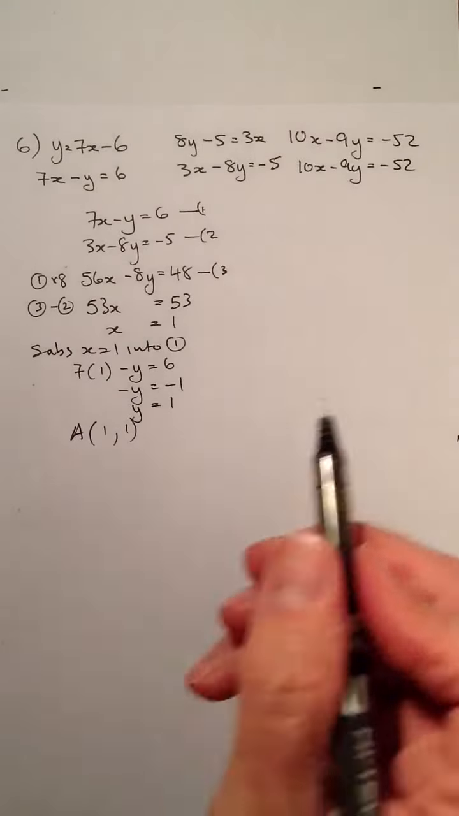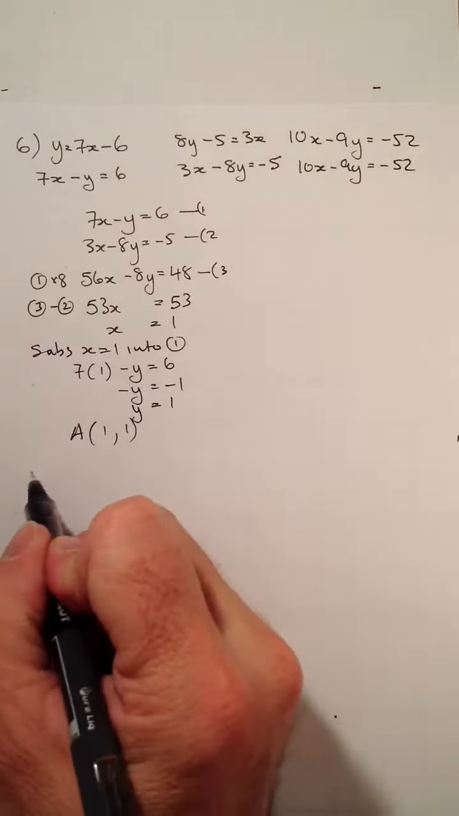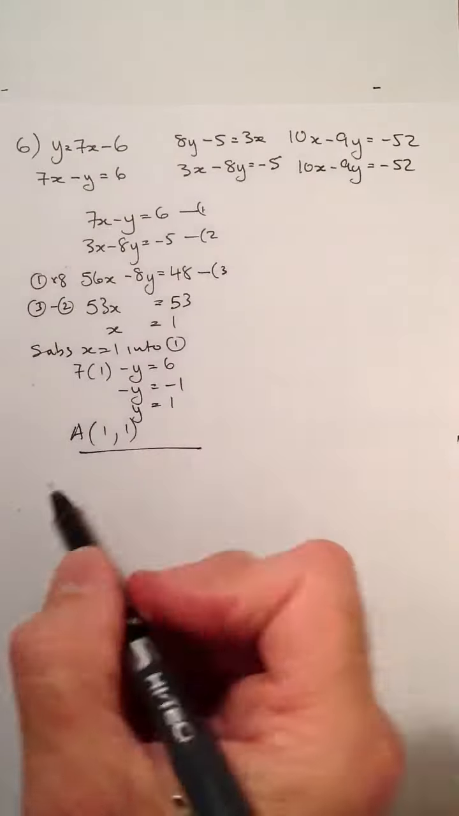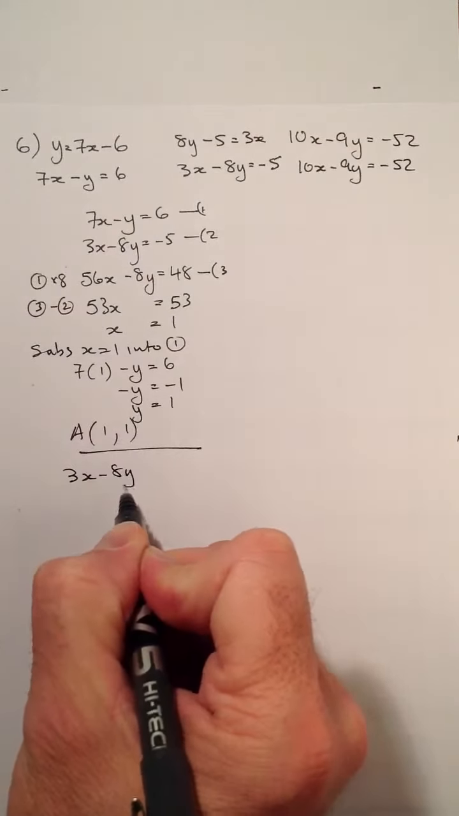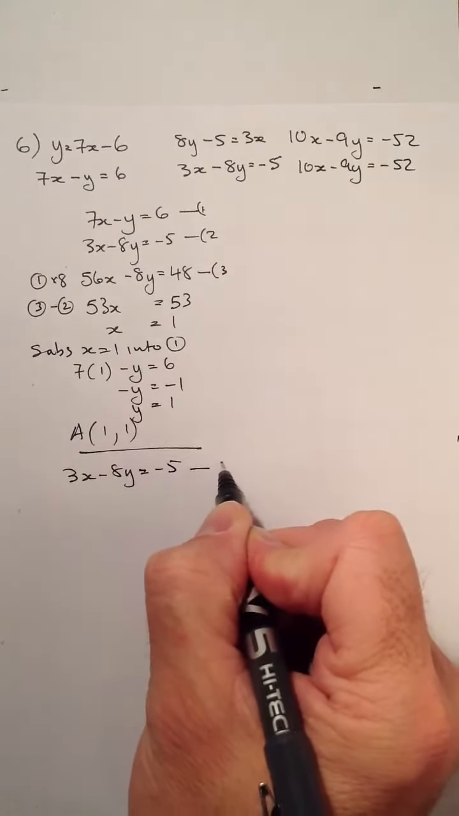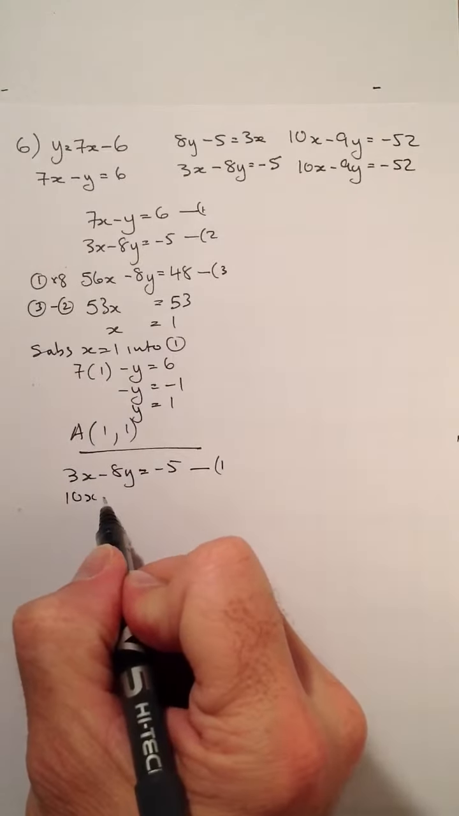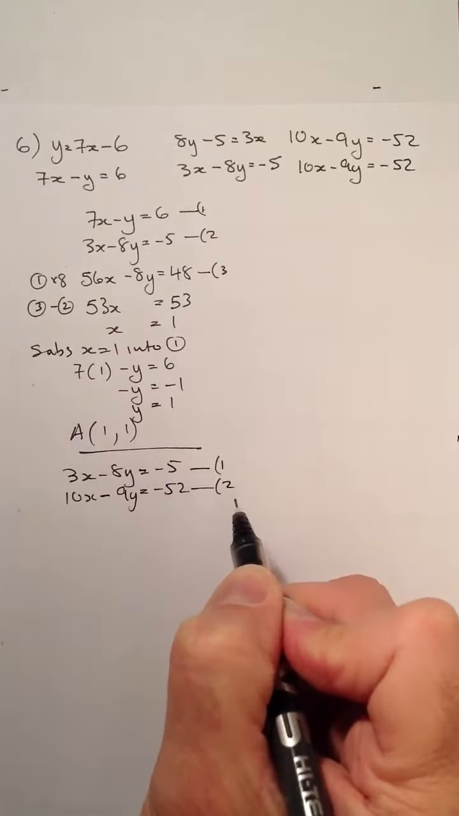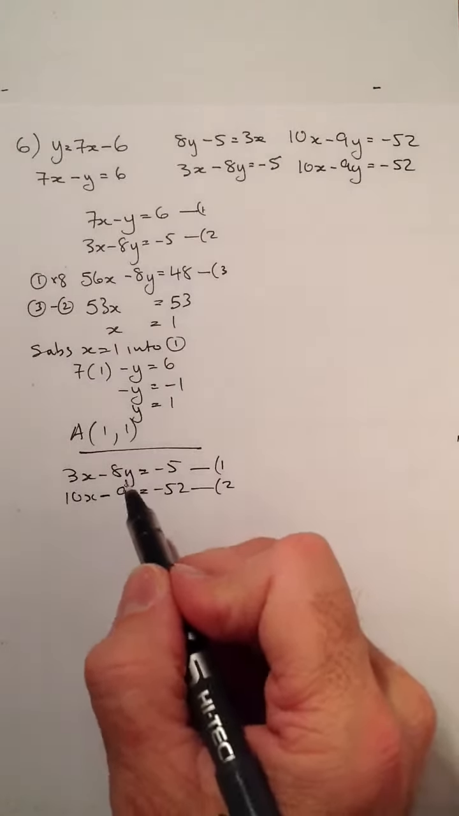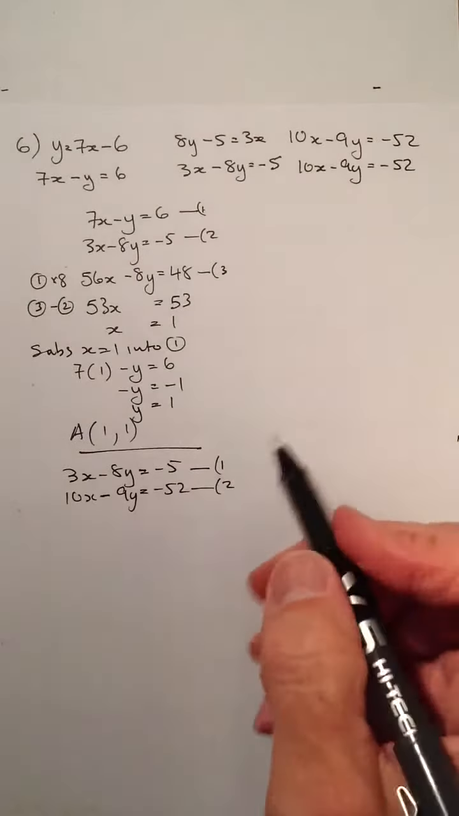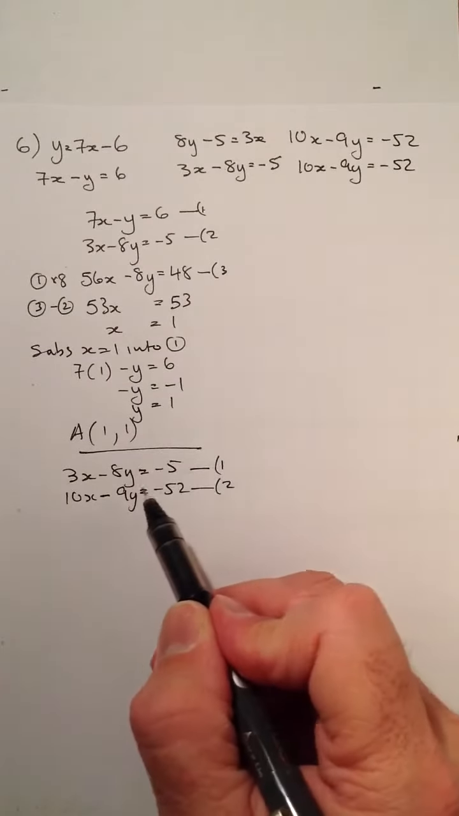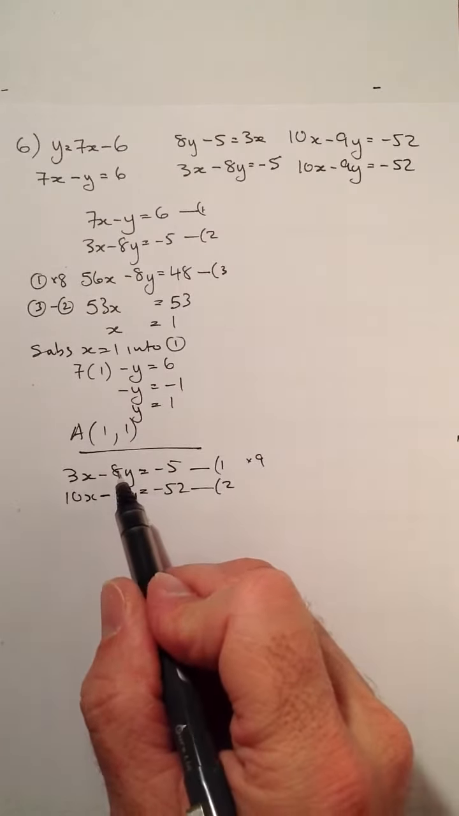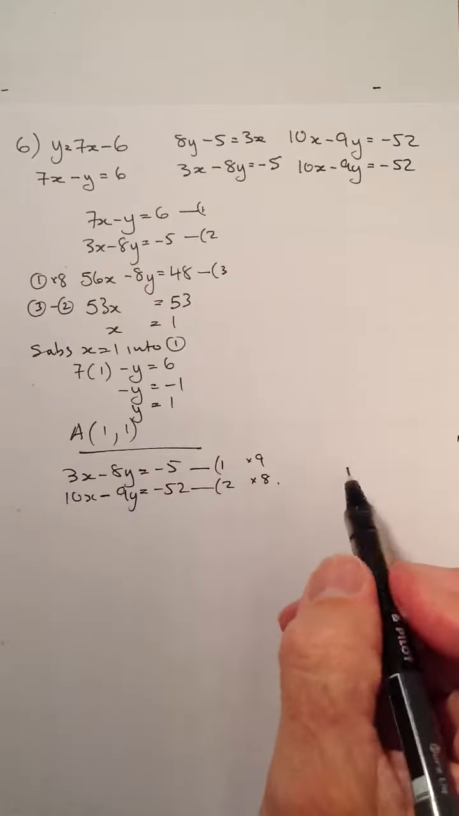Okay, I'm going to do just the same with the others. For this next part, I'll go for these two equations here. So 3x minus 8y is equal to minus 5, equation number 1, and 10x minus 9y is equal to minus 52, that's my equation number 2. I'll eliminate the y's the same way as above, only I'll multiply equation number 1 by 9, and I'll multiply equation 2 by 8. Okay, right, let's go for that.